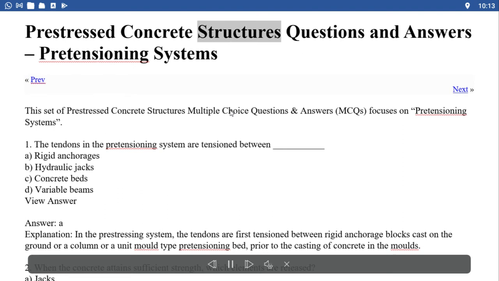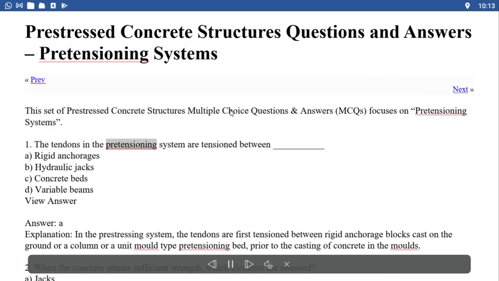Pre-stressed concrete structures questions and answers, pretensioning systems. This set of pre-stressed concrete structures multiple choice questions and answers, MCQs, focuses on pretensioning systems.